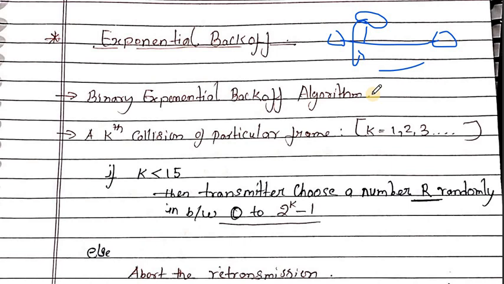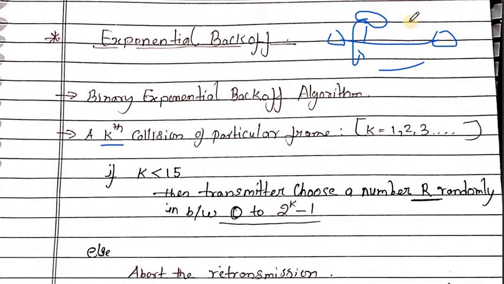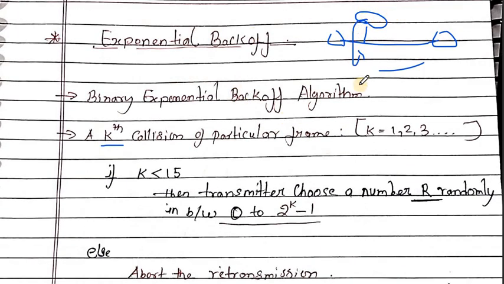But after what time will it retransmit into the channel? This random time is given by the exponential back-off algorithm. If there is a kth collision, it means after the first collision, after the second collision, after the third collision. So k is the number of collisions. It depends on 1, 2, 3, 4. The kth collision is the number of attempts.